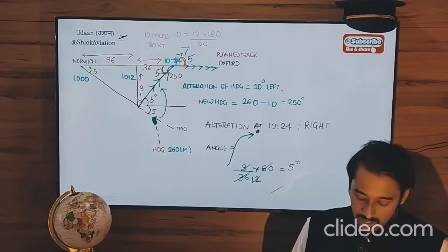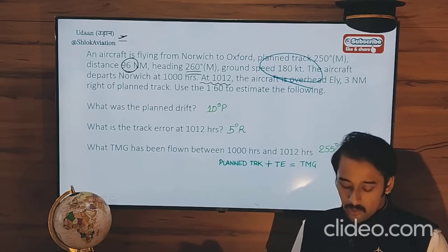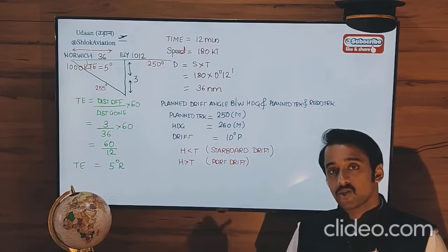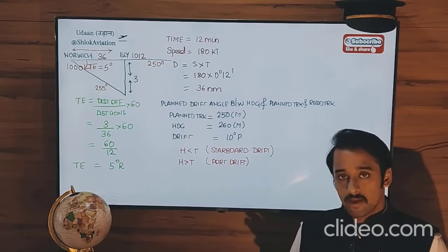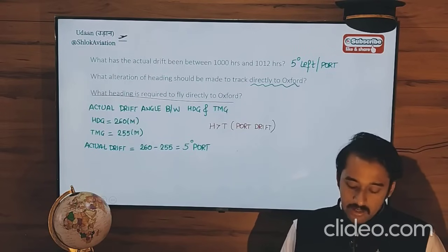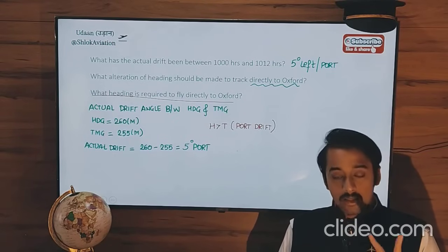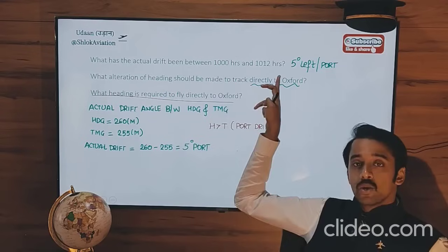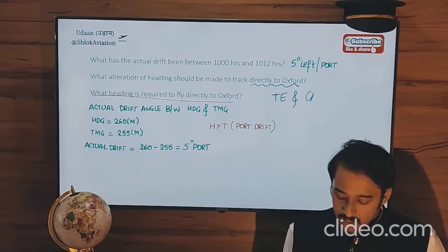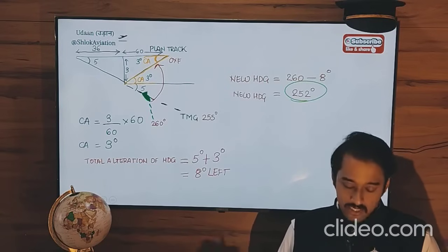So again, a quick recap of what we have done so far. We started with finding out track error, your planned drift, the track made good direction. In this case, direct distance was not given, but times and speed were given. So using the speed, distance, time formula, you were able to calculate distance. Going ahead, we calculated actual drift by definition, and then the next two questions were about going directly to Oxford. When they ask you to go directly to Oxford, you will be using the track error and closing angle method. So we used that and found the new heading directly to your Oxford destination.